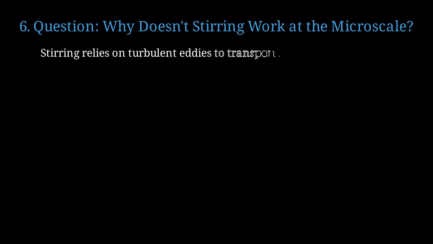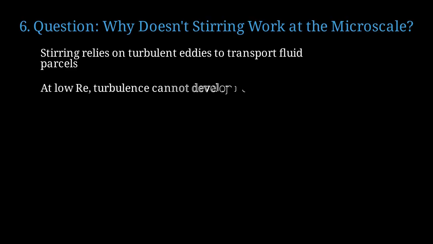Here's a critical question. Why can't we just stir fluids at the microscale to mix them? Stirring in everyday life works because it creates turbulent eddies that rapidly transport fluid parcels across the container. But at low Reynolds number, turbulence simply cannot develop no matter how fast you try to move a stirrer.